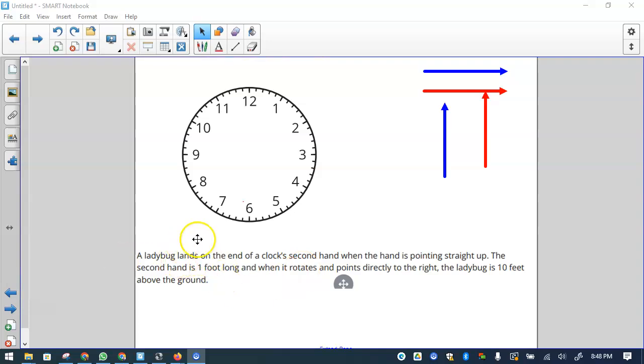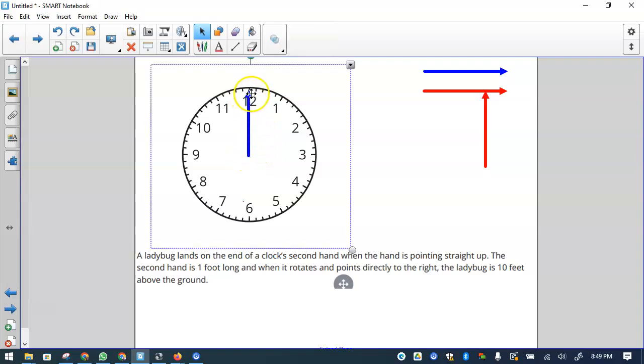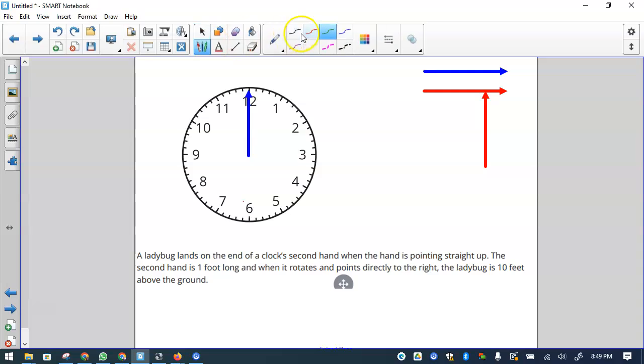If you see this, this is task 2, that is 1.2. A ladybug lands on the end of a clock second hand when the hand is pointing straight up. So let's imagine this is the one that is pointing up, and there's a ladybug sitting up here. Imagine there's a ladybug with a green color. So this is the ladybug that's sitting right here.